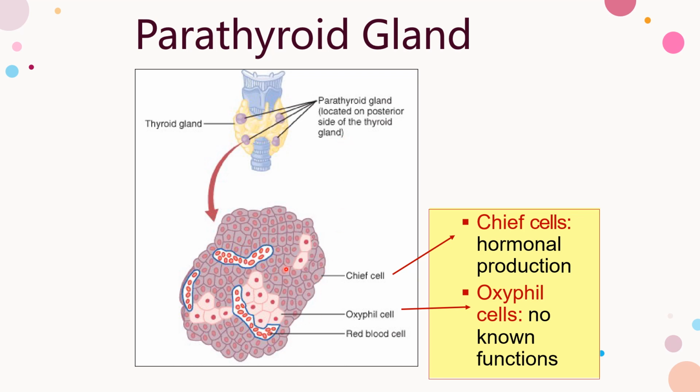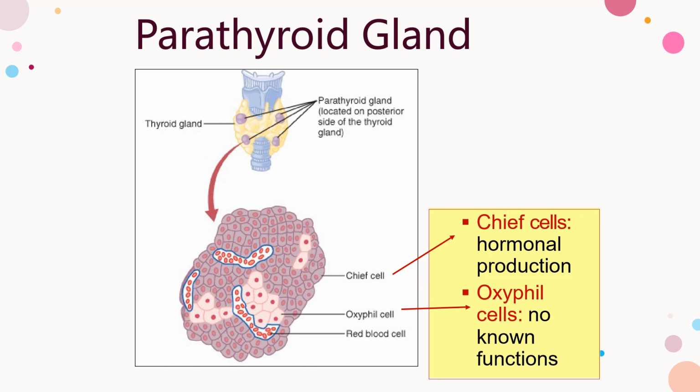This gland consists of 2 types of cells. One is chief cells and the other is oxyphil cells. Chief cells are very predominant in the parathyroid gland, which are present throughout life. They have Golgi apparatus in the cytoplasm and numerous vesicles and endoplasmic reticulum, which secrete the hormone parathyroid hormone.